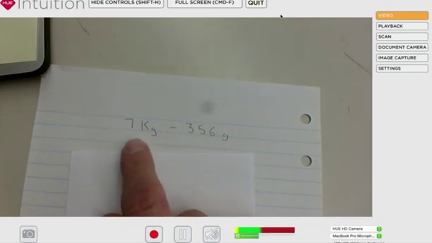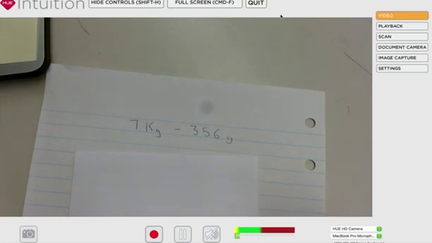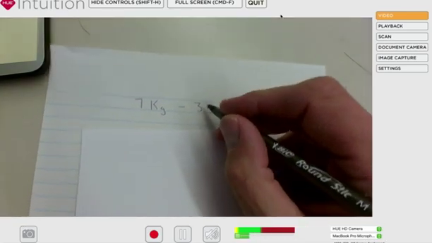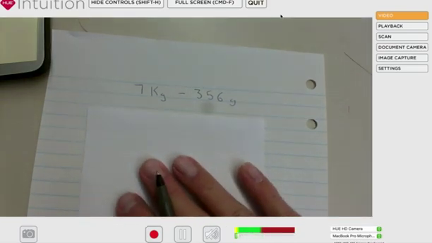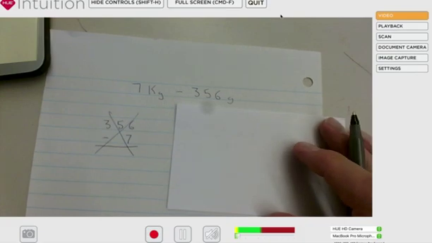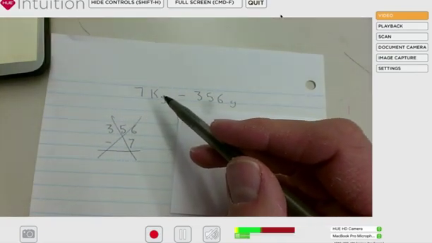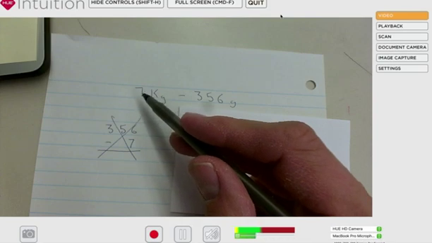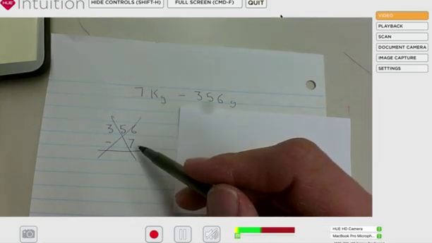Let's say I had 7 kilograms, we're doing weight, and I wanted to subtract 356 grams. Here's what you don't want to do. Don't do that. That doesn't make sense. First of all, the 7 here is not 7 ones, so it doesn't make any sense for it to go on the bottom.